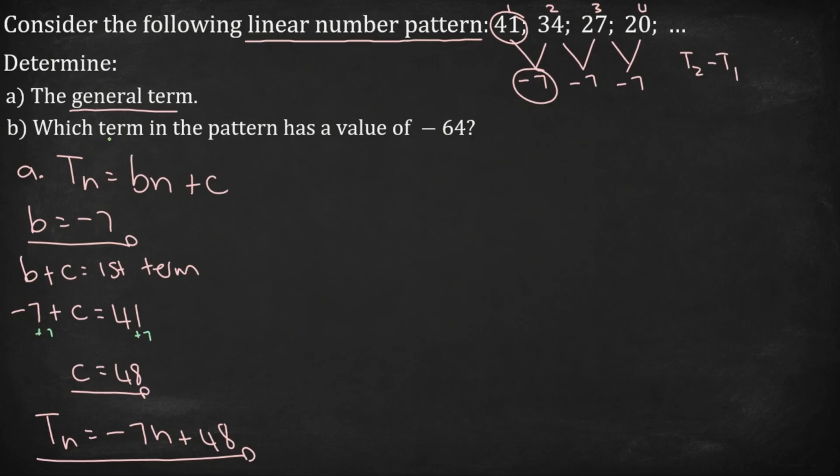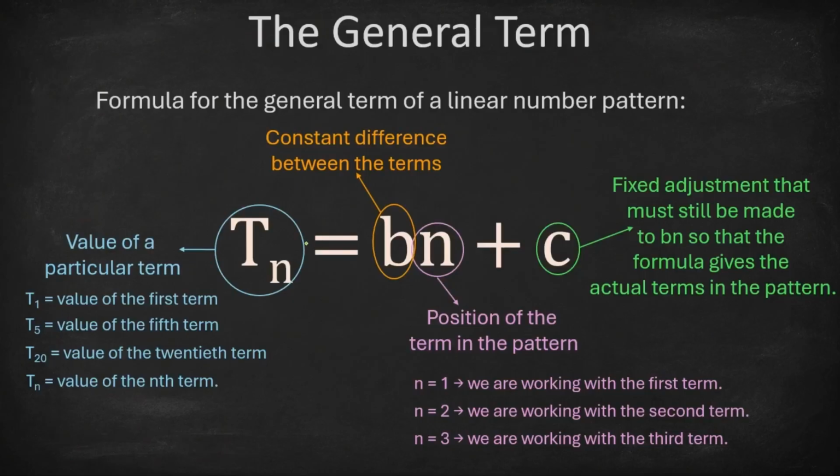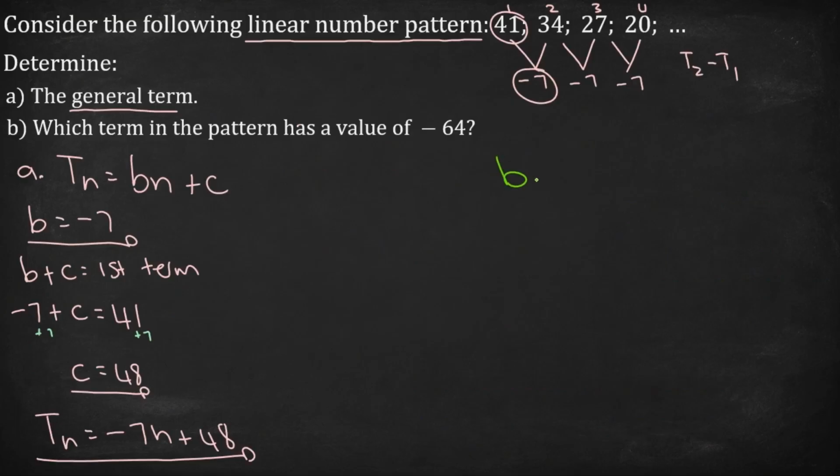Part B is asking us which term in the pattern has a value of -64. Read carefully, they're asking us which term. So we don't know what the number of the term is, so I don't know the value of n. But we do have a value of -64. Now have a look at this general term. Tn gives us the value of a particular term, and we already know that one of the values is -64. They are asking us in which position this term is that will have a value of -64. Let's write down part B, and then I know that Tn equals -64. We are going to use our general term that we have determined in part A of this question. Therefore, I'm going to write Tn equals -7n plus 48.